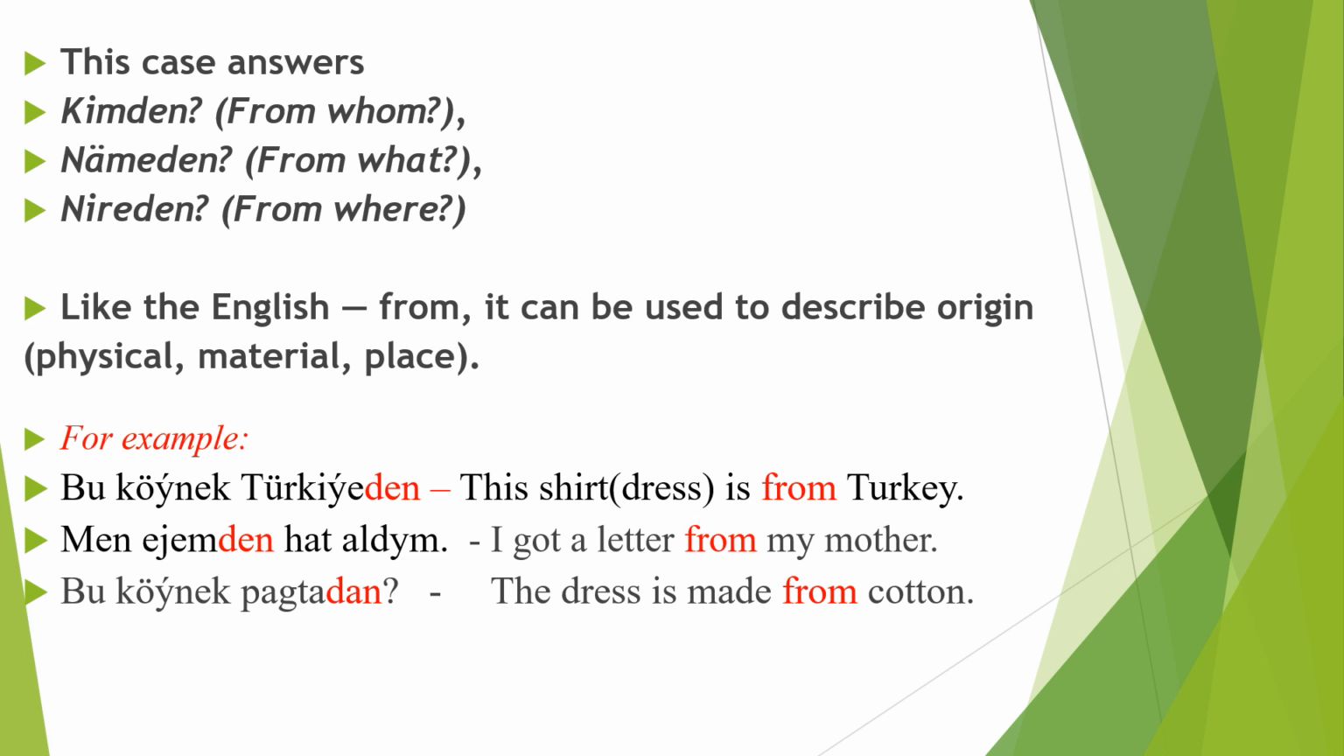Pay attention how I read it. I don't say köynek, I say köynük. Again, because of this round vowel, we read the subsequent syllables rounded. Bu köynük Türkiye'den. This dress is from Turkey. If we translate word by word, suffix by suffix, it would be bu, this, köynük, skirt or shirt or dress, Türkiye, Turkey, then from.